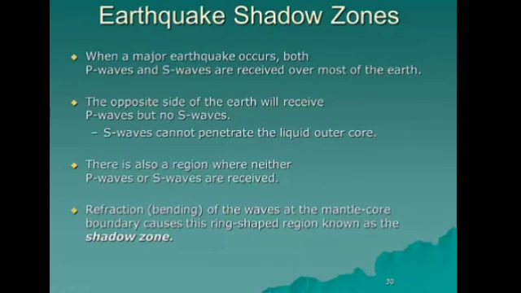There's also a region where neither P waves nor S waves are received, and this is called the shadow zone, where nothing reaches it. Refraction or bending of the waves at the mantle core boundaries cause this ring-shaped region known as the shadow zone. And I'll show you some animations of that.